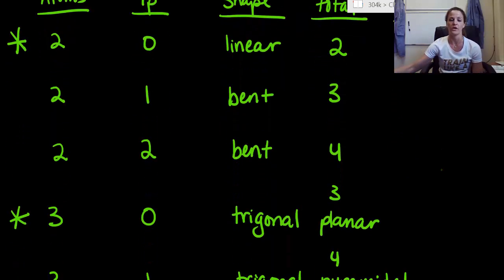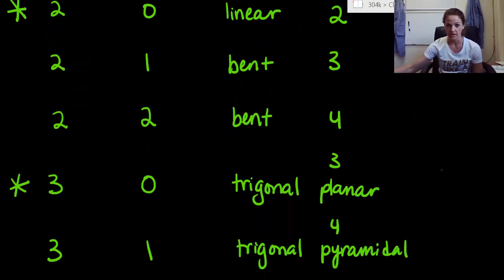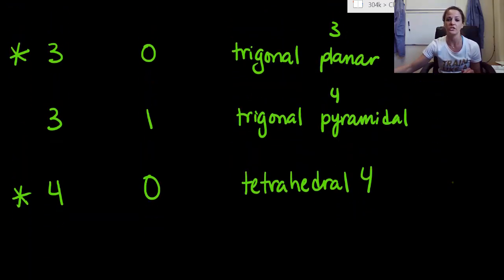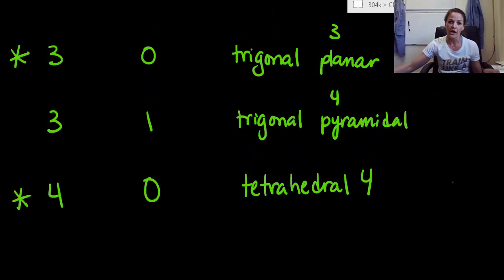Now let's go to our next one. When we have 3 atoms attached to our central atom with 0 lone pairs, that gives us 3 regions of electron density, and that will give us 120 degrees between each bond. Last one, when we have 4 regions of electron density, where we have 4 atoms attached to our central atom and 0 lone pairs, that is going to give us a bond angle of 109.5 degrees. And yes, it is 109.5. I expect you to be that specific.